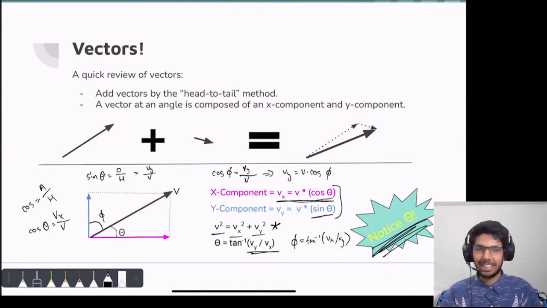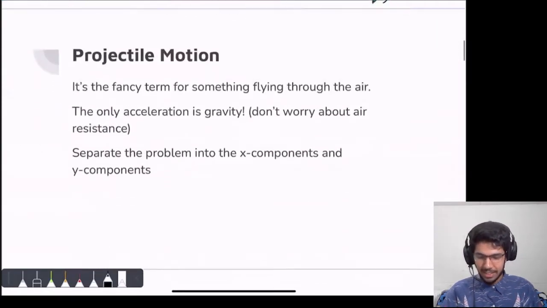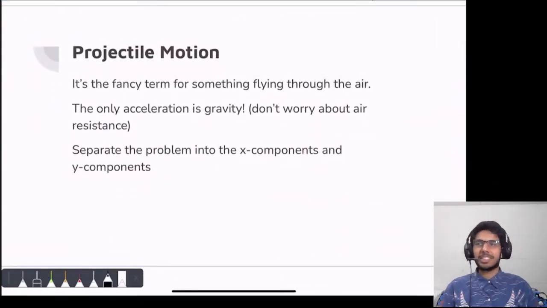We're pointing in different directions now. It's a little more exciting. But first, let's talk about projectile motion.